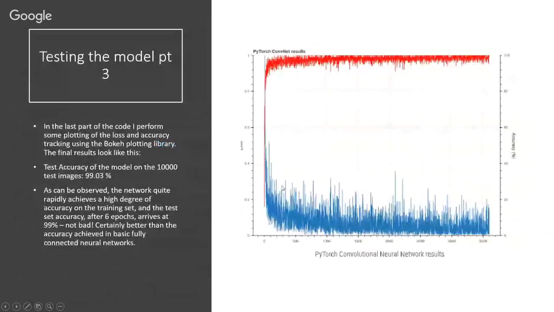And the last part of the model is performance and plotting. As you can see, the test accuracy of the model on the 10,000 test images is 99.3%, and it can be observed that it quite rapidly achieves a high degree of accuracy on the training set, and the test set accuracy after 6 epochs arrives at 99%. Not bad, certainly better than the accuracy achieved in a basic fully connected neural network.